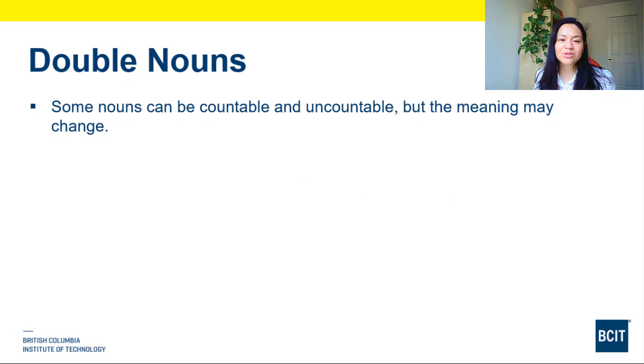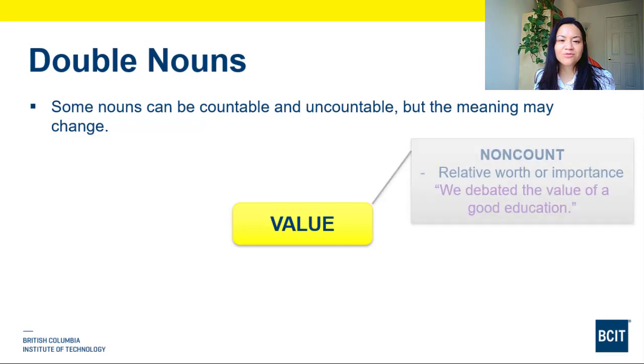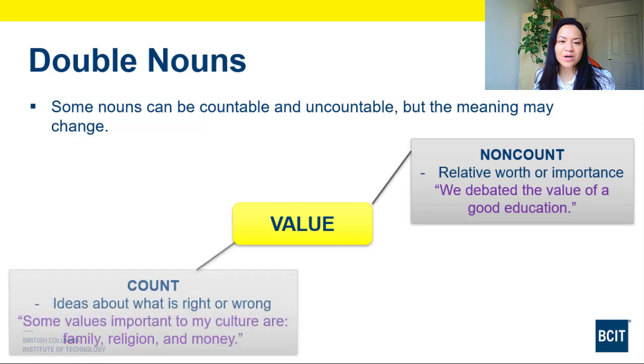Some nouns can be countable and uncountable, but the meaning may change slightly. In the uncountable form, the noun will refer to the whole idea or quantity. For example, the abstraction value. Value as an uncountable noun may signify relative worth or importance. We debated the value of a good education. The countable meaning of value refers to your ideas about what is right or wrong. Some values important to my culture are family, religion, and money.